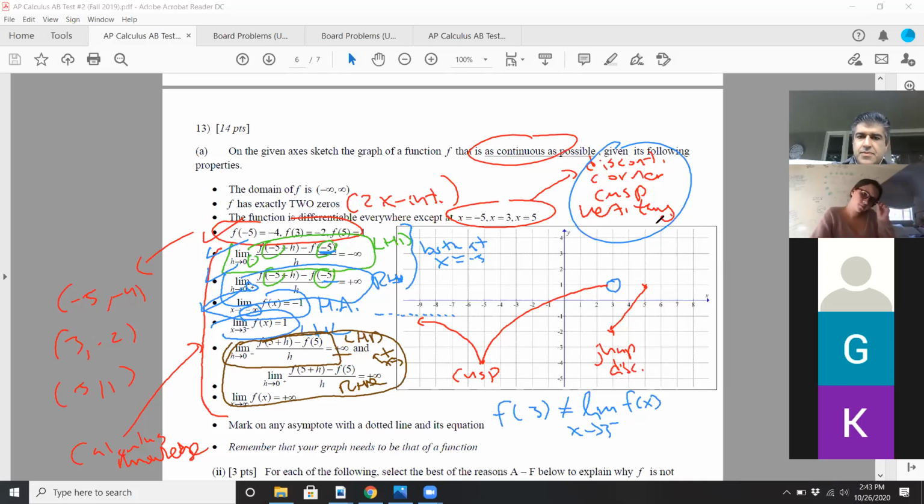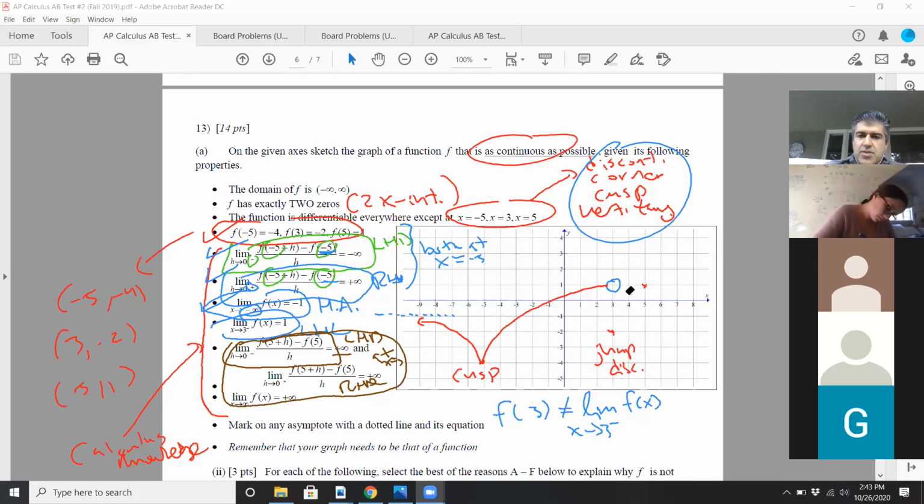And anyone can chime in. It's vertical tangent. Thank you, Nico. So I'm going to draw a vertical tangent there. Let's go back to red. So that's checked off.